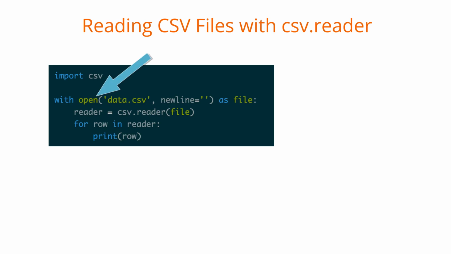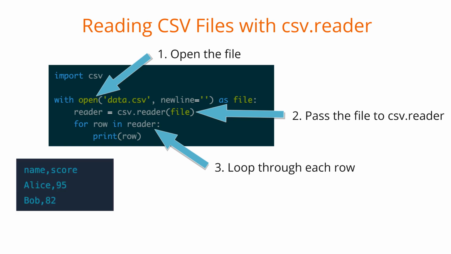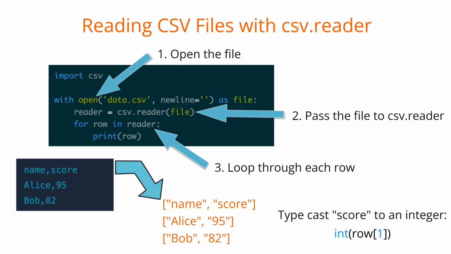This is your basic CSV reader. We open the file using open, pass it to csv.reader on the next line, and then loop through each row. Each row is just a list of strings, one string per column. If your CSV file looks like this, then the first iteration gives you name, score, the second, Alice, 95, and so on. Something to keep in mind is that when reading CSV data in from a file, every value will be read in as a string. So in cases like this where score should be an integer, it's up to you to cast it to the correct data type.